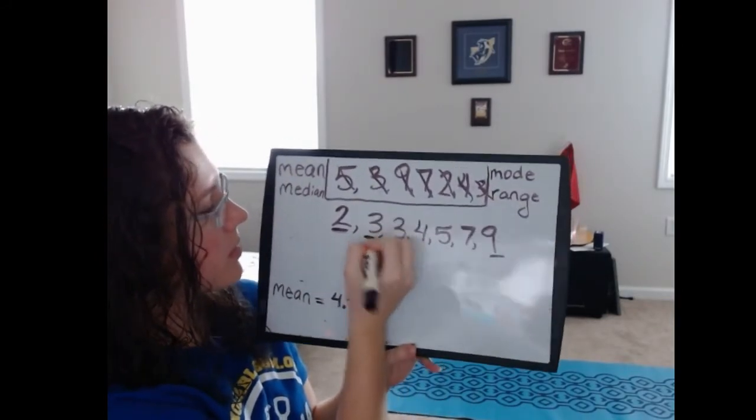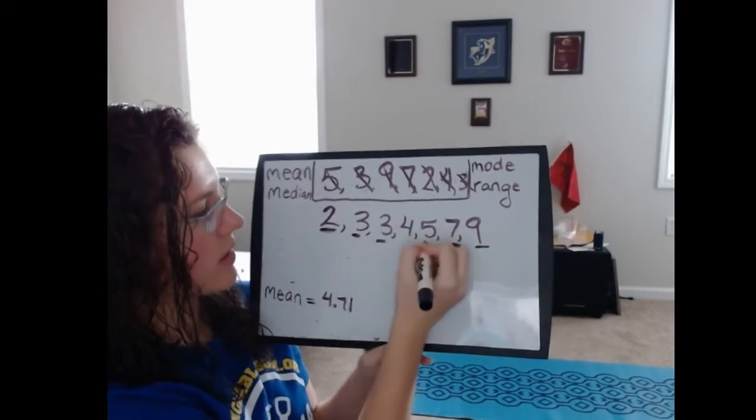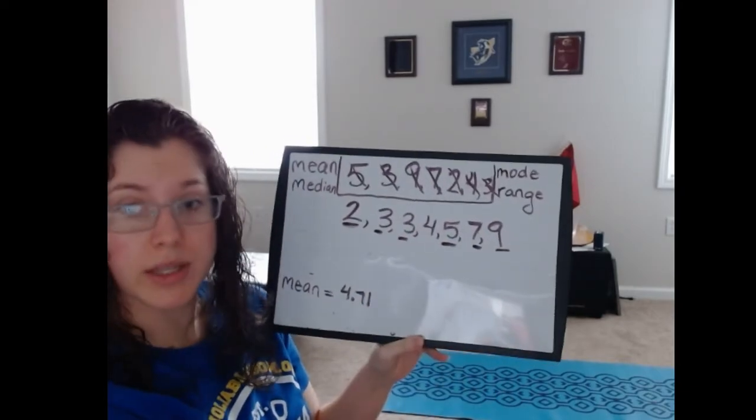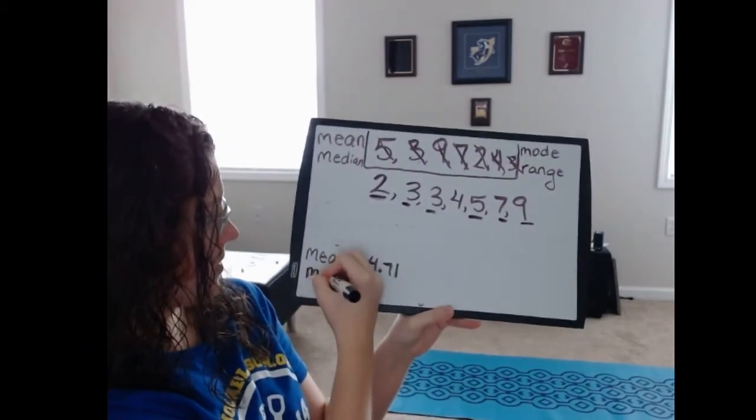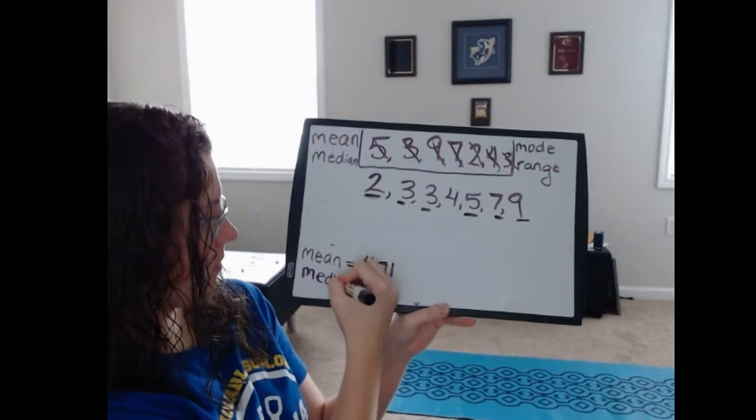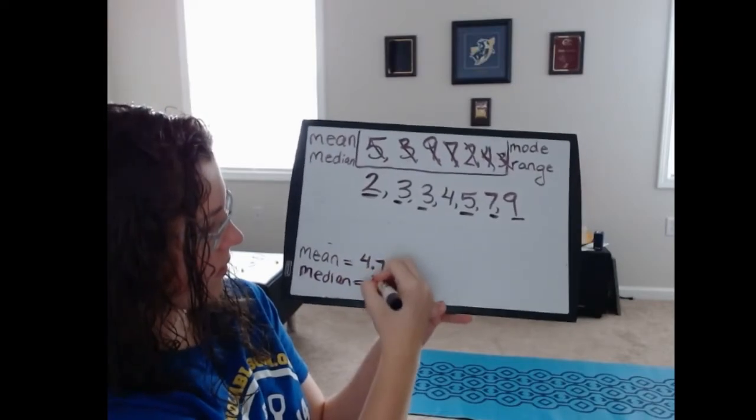Make a mark by each number on either side so I don't just glance and guess. And the number I'm left with in the middle is my median. So that is going to be 4.